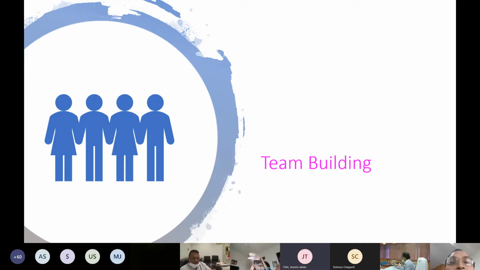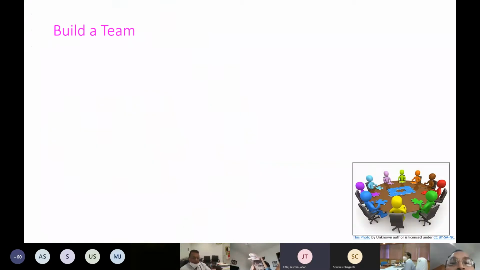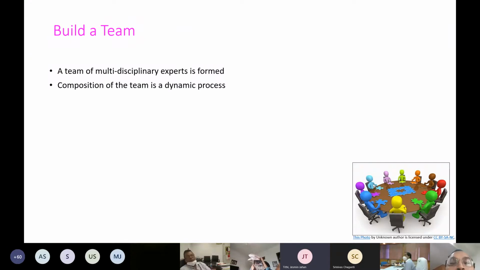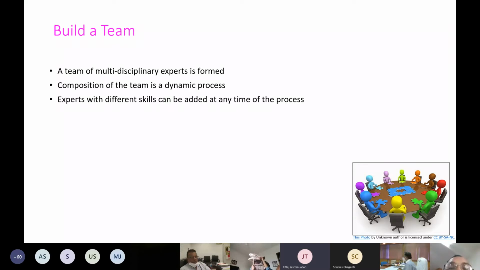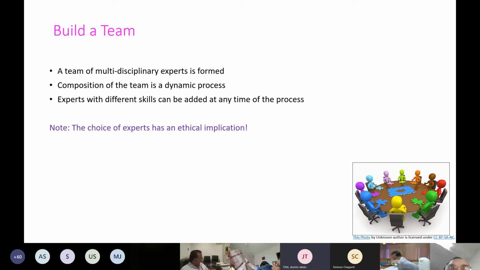The next step in the setup phase is the team building process, where we build a multidisciplinary team of experts, and the composition of the team is a dynamic process. Experts with different skills can be added at any time of the process. And note that the choice of expert also has an ethical implication. So if you are analyzing an AI that is used in healthcare, if you don't have a healthcare expert, then you are not really doing the inspection right.